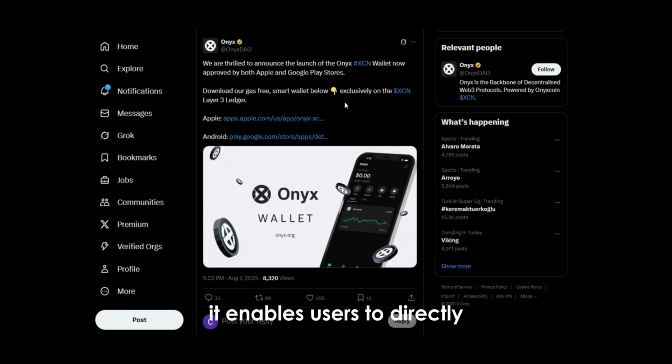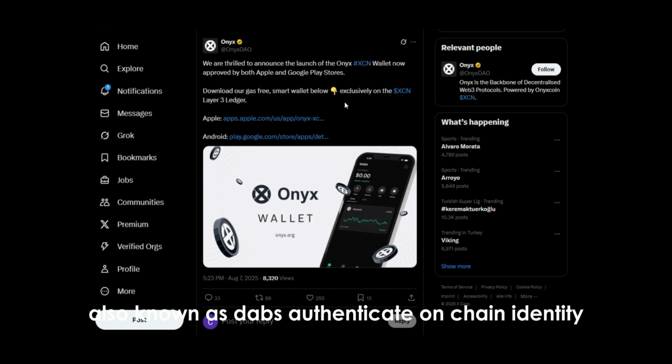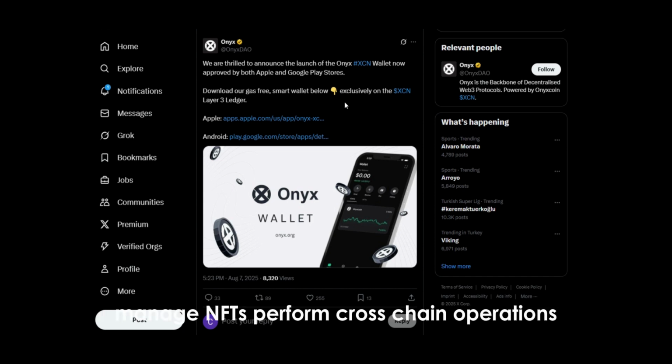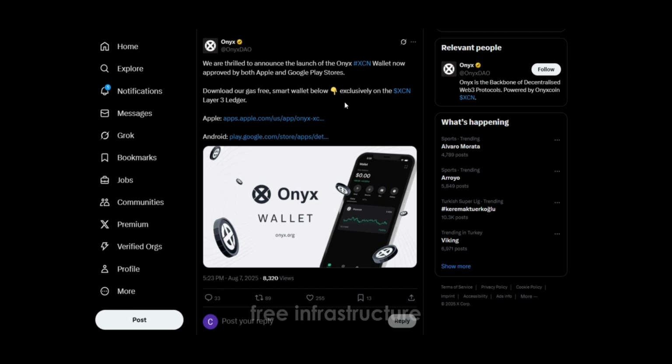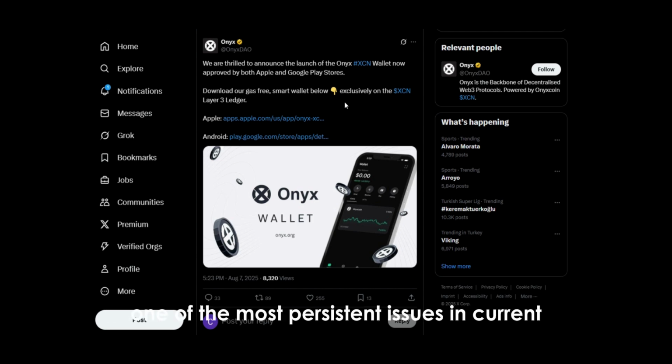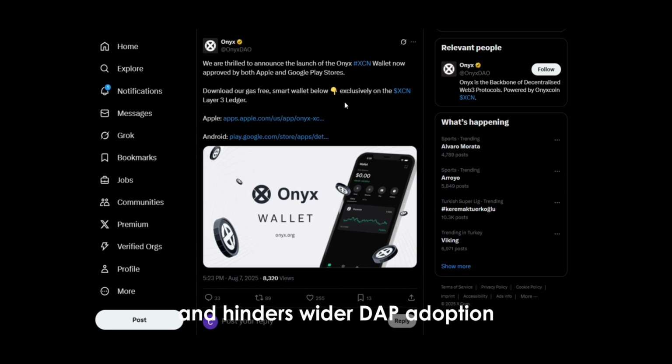It enables users to directly interact with decentralized applications, also known as dApps, authenticate on-chain identities, manage NFTs, perform cross-chain operations, send transactions with zero gas fees, and experience a uniquely seamless interface. Perhaps the wallet's most eye-catching feature is its gas-free infrastructure. One of the most persistent issues in current blockchain systems is the often high transaction fees during peak usage times, which poses a financial burden and hinders wider dApp adoption.